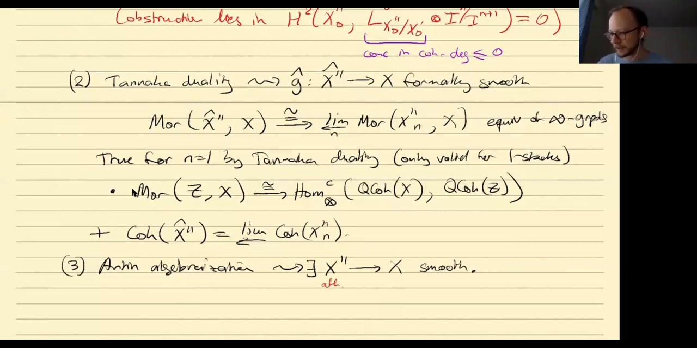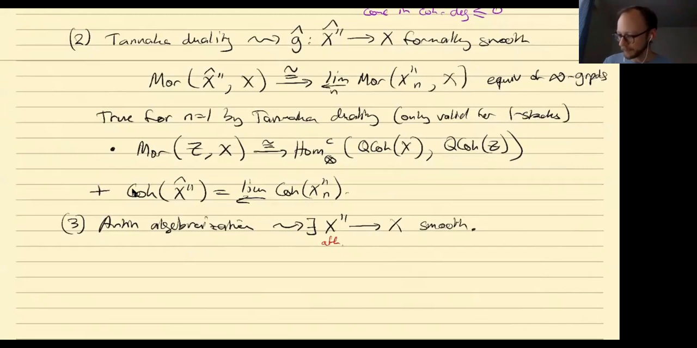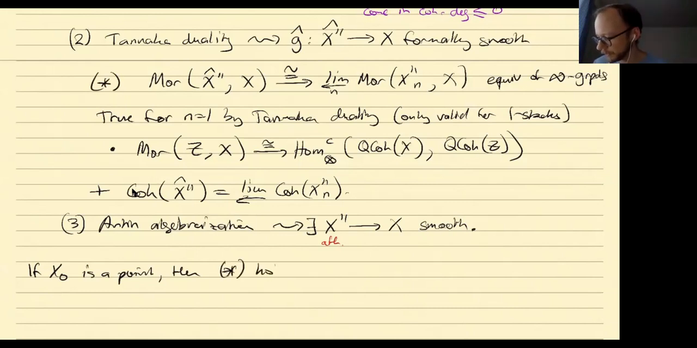But yeah, let me just finish with this remark that if x naught is a point, then we get the requested, let's say this star, the star holds for n stacks, for high n. But I don't know for all n.